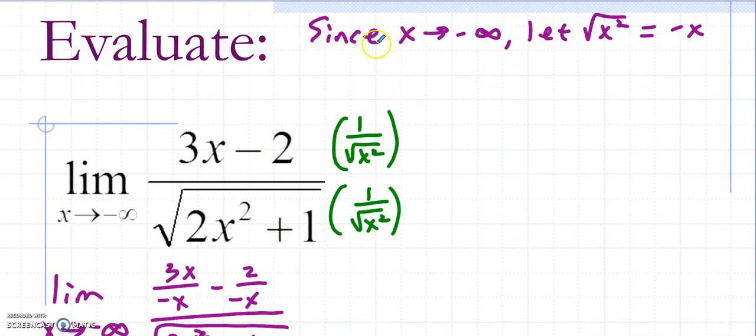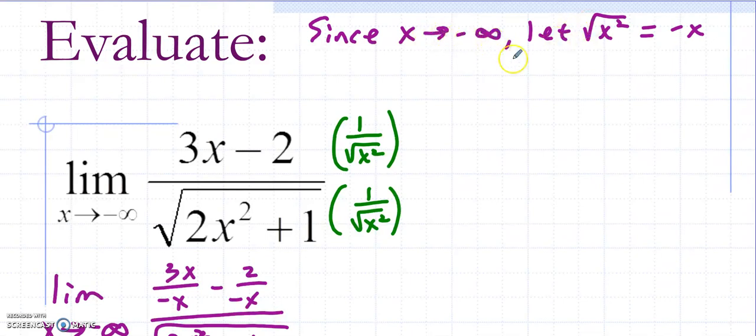So what we first want to do is we want to say, okay, well, since x is going to negative infinity, I'm going to let the square root of x squared equal negative x. Why can I do that? Great question. Well, remember that actually the square root of x squared is the absolute value of x, so therefore it equals x and negative x.